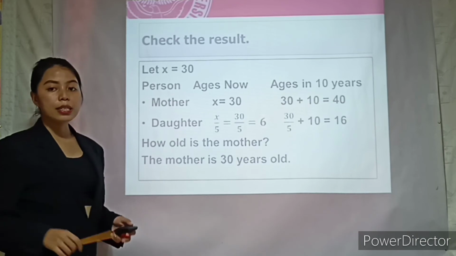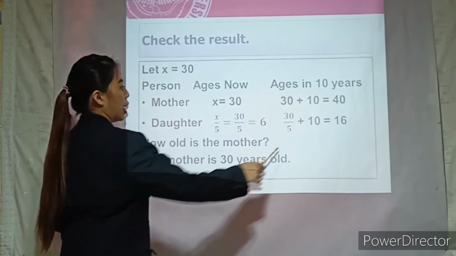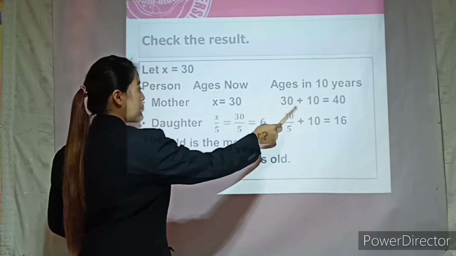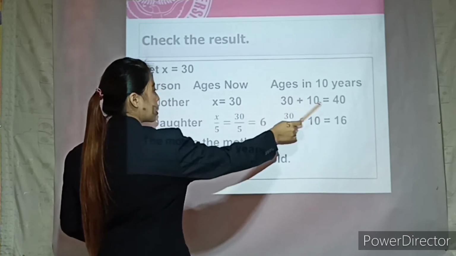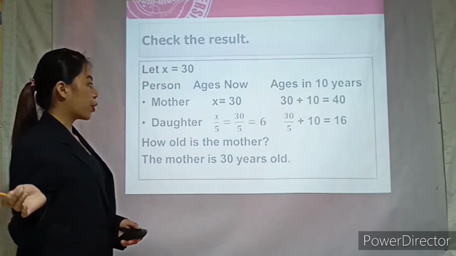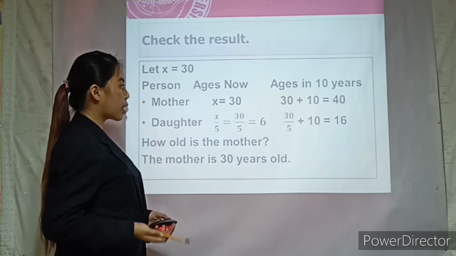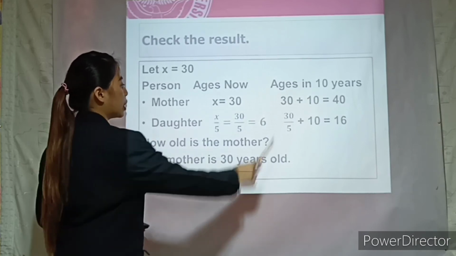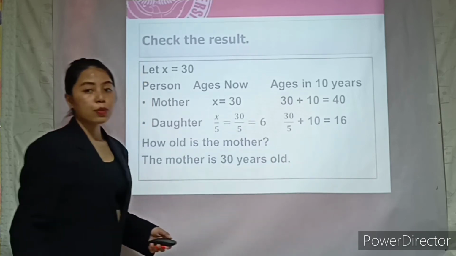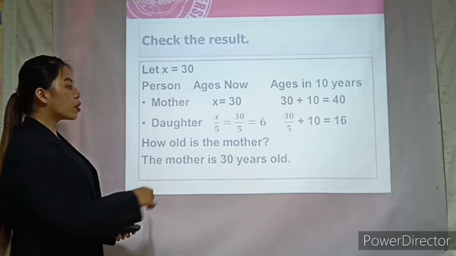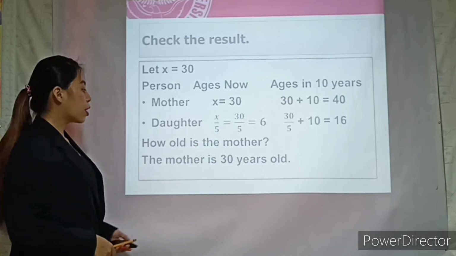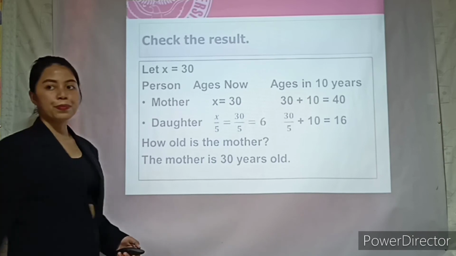So the mother's age in 10 years is x plus 10 in her notation, so we have 30 plus 10 is equal to 40. And how about the daughter? The daughter's age in 10 years is 30 divided by 5, so that is 6 plus 10, which will result into 16. So how old is the mother now? The mother is 30 years old.